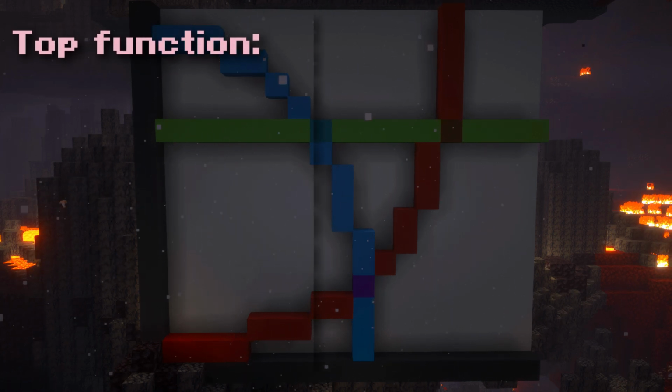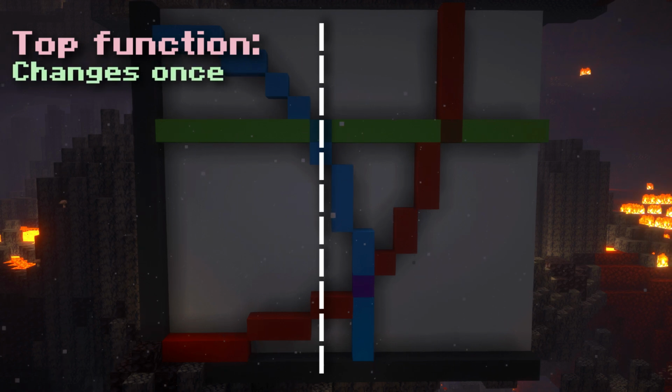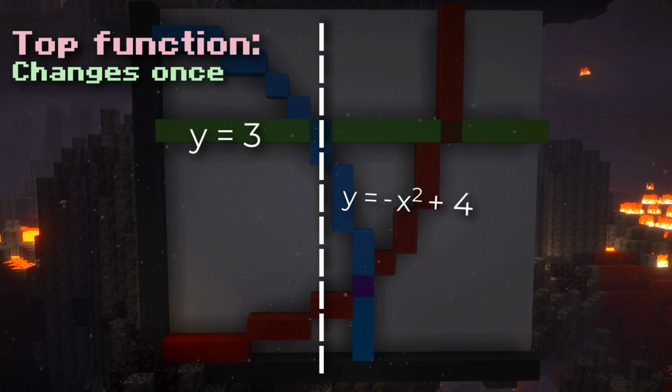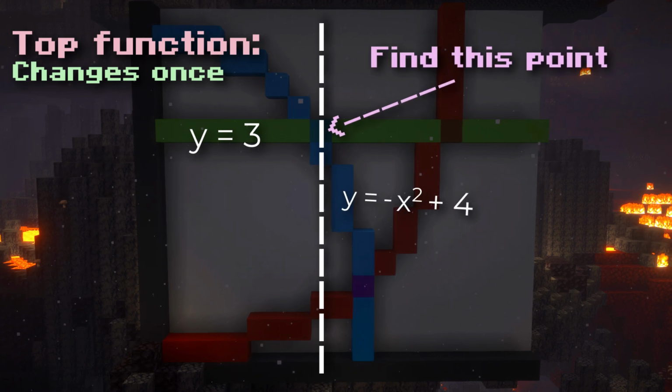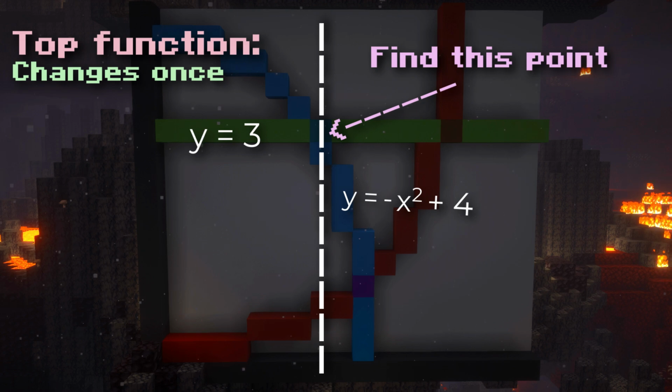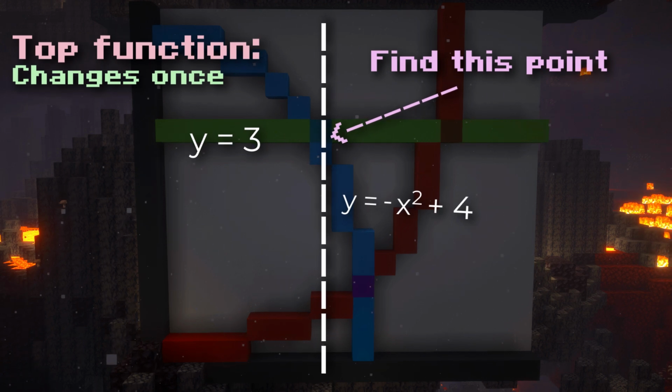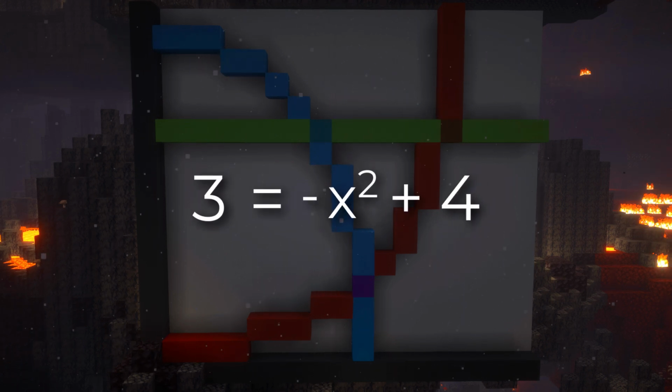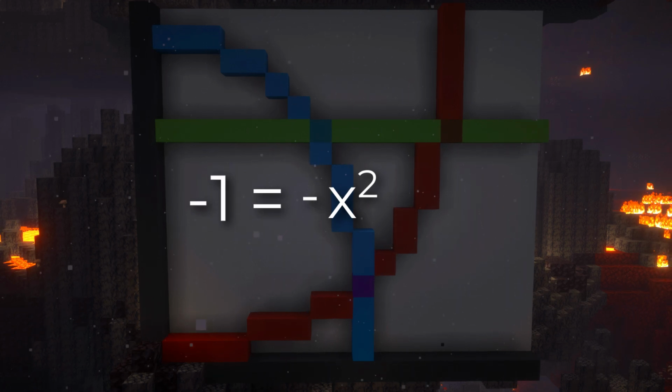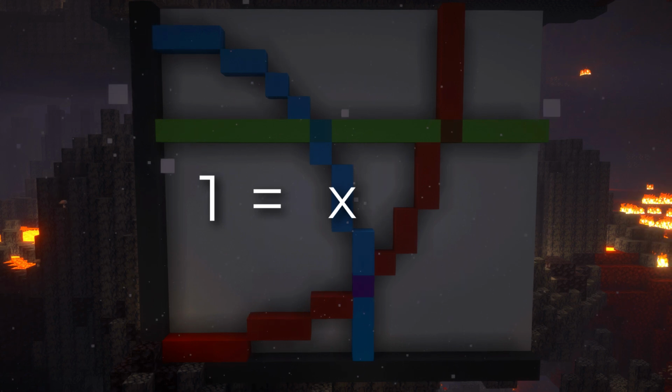The bottom function is always going to be 1/2 x squared, so we can just leave that alone. The top function, however, changes once. First, it's the y equals 3 graph, and then after a point it becomes negative x squared plus 4. So you want to find the point where it changes from the y equals 3 to the negative x squared plus 4. And we do that by making them equal to each other once again. 3 equals negative x squared plus 4. So we subtract 4 on both sides and then multiply each side by negative 1, and then we square root to get x equals 1. So that's our in-between bound.